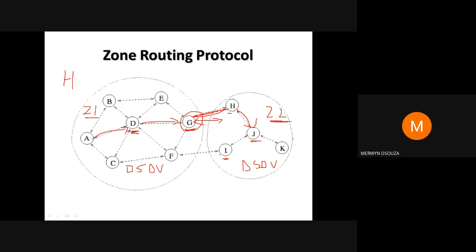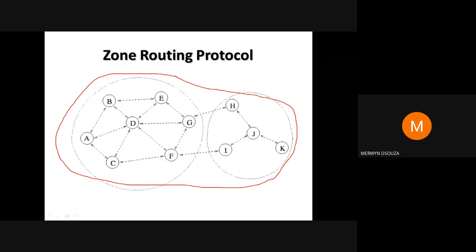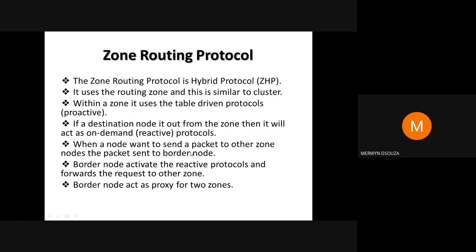So for interzone you use a reactive algorithm, and for intrazone you use a proactive algorithm. Using both the methods, that is why it is known as hybrid, your routing will be done within this mainnet. Like I told you, remember this is just one network, it is not two networks. Within one network we are having two zones. So this is basically how a zone routing protocol works.